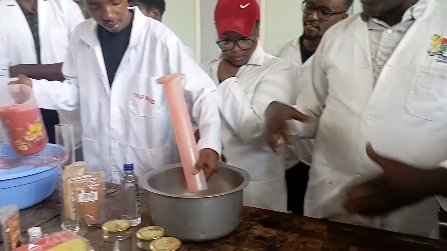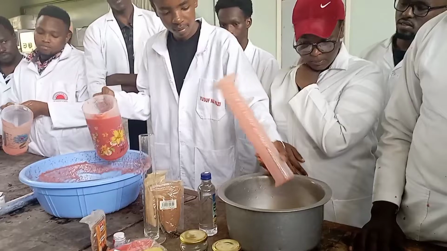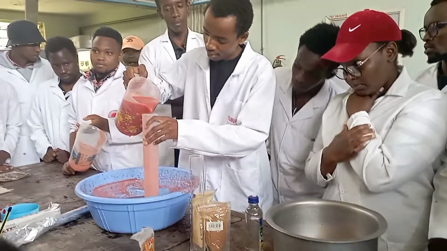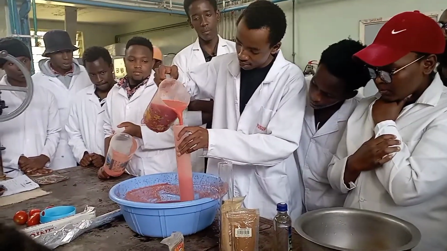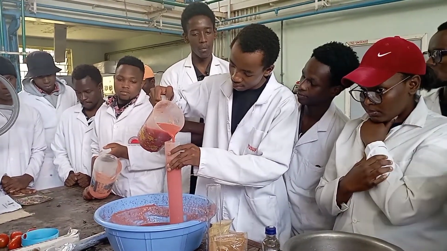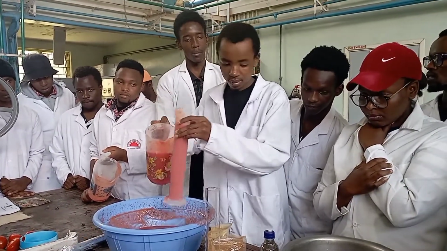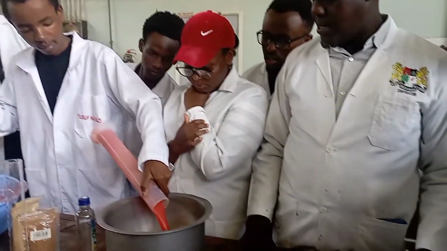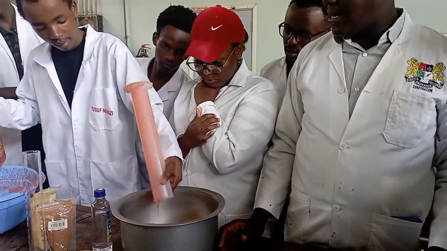So utapima yote ni ngapi, then we apportion into 2. Then we work the ratios. So wakati mnapima ingredients, wengine waanze kuichemsha kidogo, tutakaa sana upande wa evaporate. So that is a little.